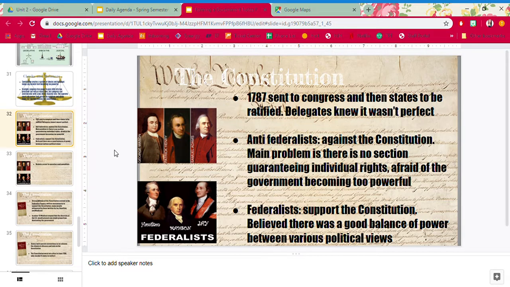But also other people are going to be on the other side. The Federalist side are people who support this new government, and they say this is a great balance of power. And we had to work with people of all sorts of different views, and we all agreed to come to this. And so this is like Alexander Hamilton, James Madison, John Jay. These people support the Constitution and are going to argue for it.